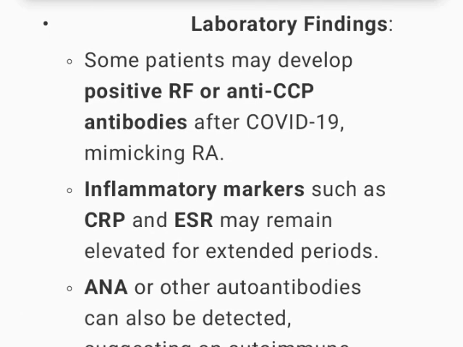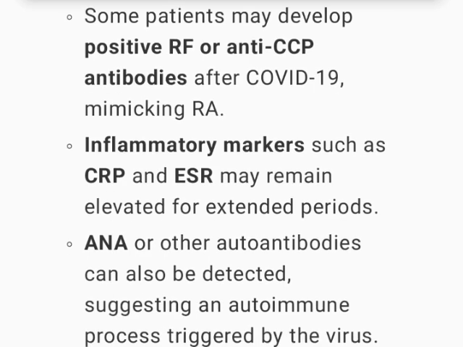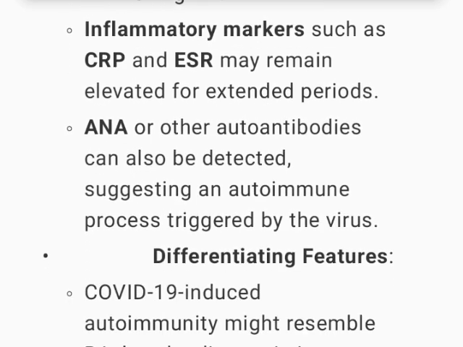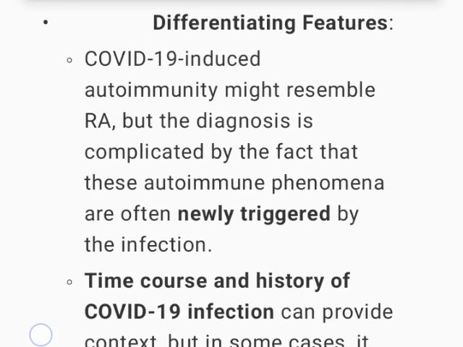Laboratory findings. Some patients may develop positive RF or anti-CCP antibodies after COVID-19, mimicking RA. Inflammatory markers such as CRP and ESR may remain elevated for extended periods. ANA or other autoantibodies can also be detected, suggesting an autoimmune process triggered by the virus.